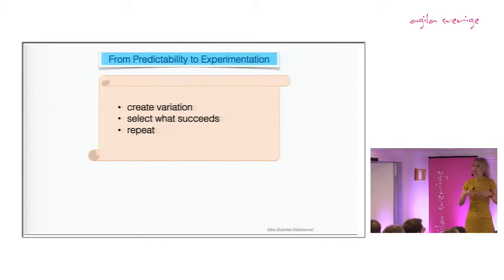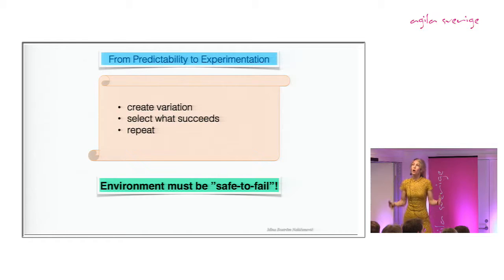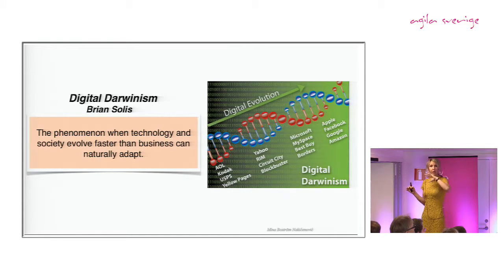And of course, in order to be able to do that experimenting process, the environment must be safe to fail. Our companies must understand the concept of fail fast, learn first. Have we solved all our problems? We are going to do experimenting and then we have a safe-to-fail environment? Unfortunately, not. Nowadays, we are experiencing something that is called digital Darwinism. It's the phenomenon when technology and society evolve faster than business can naturally adapt. And it sets new requirements on a business operational model, organizational structure, and management.